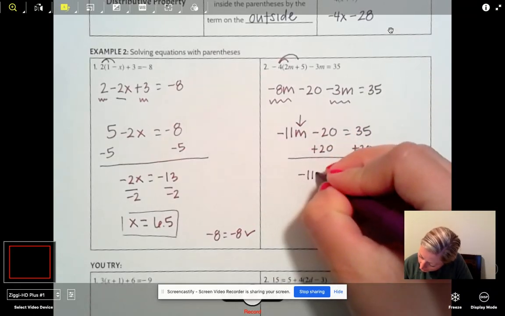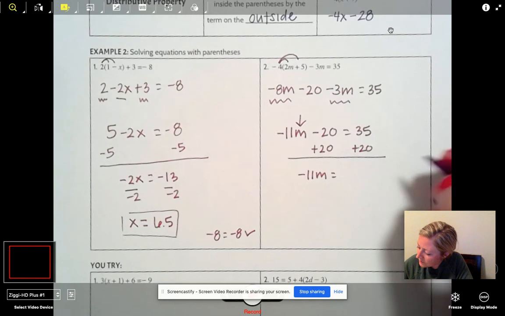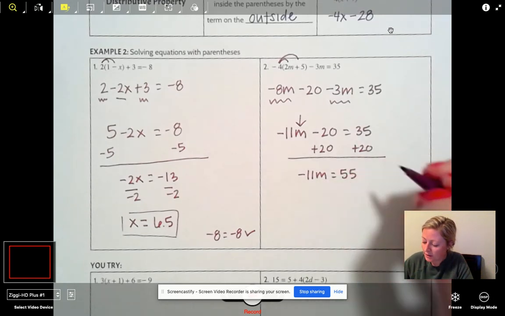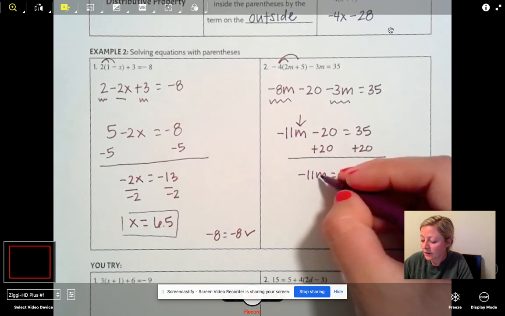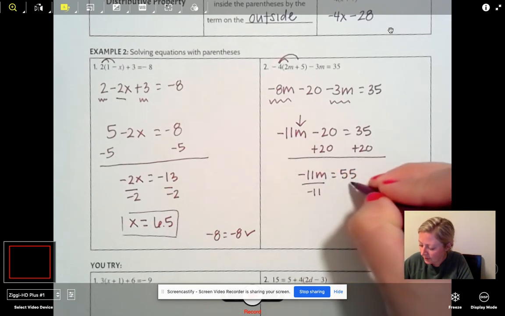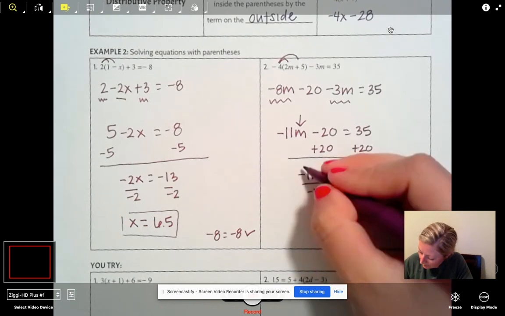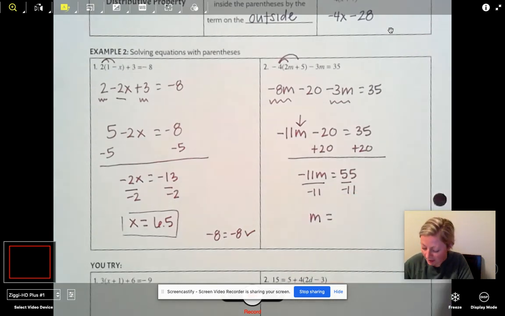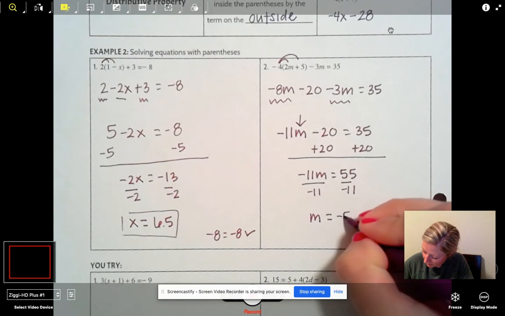Negative 11m equals what? 55. How do I undo times by negative 11? We divide by negative 11. My 11's cancel. 55 divided by negative 11 is negative 5.